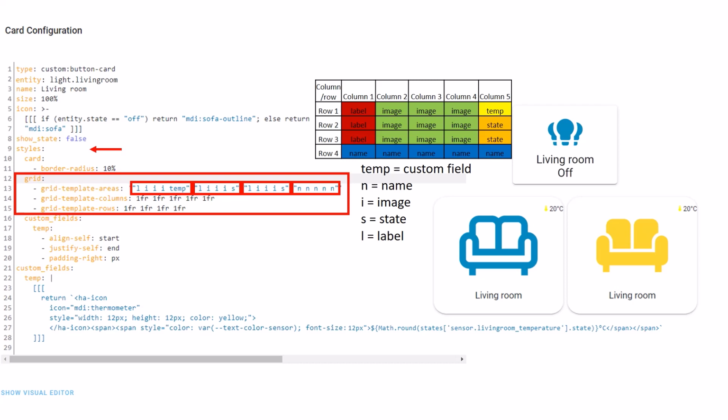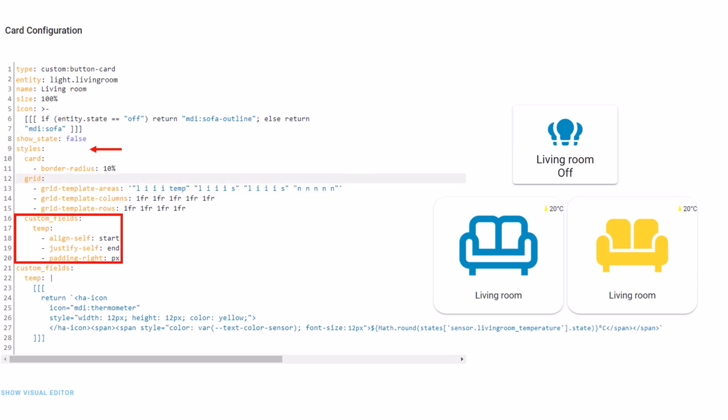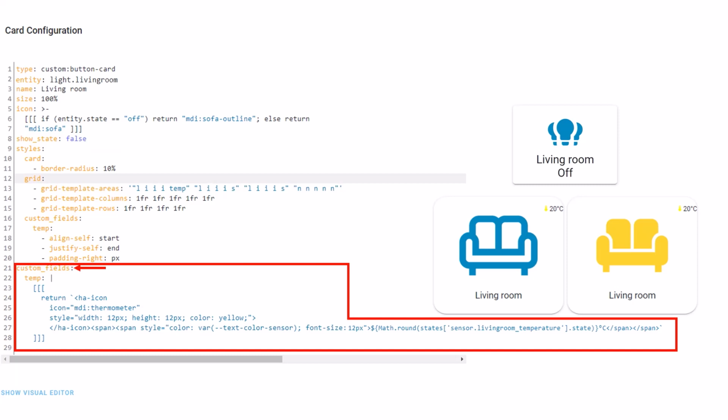Grid template columns and grid template rows, which are below the grid template areas, define the size of each grid. And to make it simple, I define each field as one frame. Then it is possible to style the text and the icon for the custom field. So to use align self start, we will align the field in the top of the grid box and justify self end to align the field to the right of the grid box. And then we can use padding right or padding left to move the custom field manually either to the right or to the left.